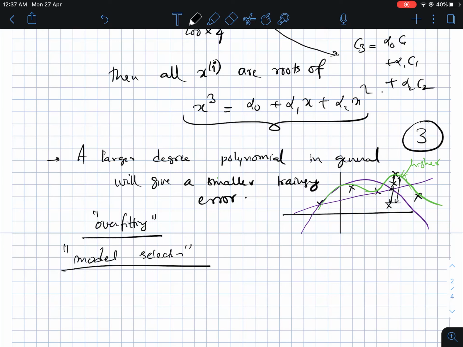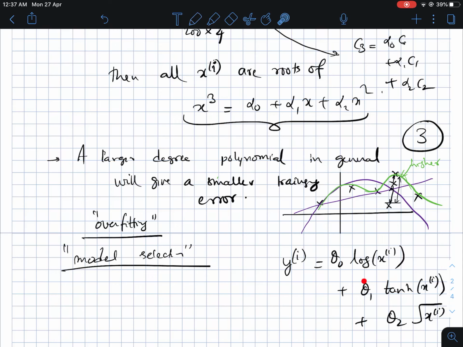How do I pick what degree polynomial to fit? You don't actually have to fit with a polynomial. You can do something more fancy. Maybe I can assume a model where y_i is equal to some constant times log of x_i plus some constant times hyperbolic tan of x_i, plus theta 2 times square root of x_i, or whatever. You can just make your pick. It's a more complicated fit, but it doesn't matter, it's still going to be linear least squares because it's linear in the parameters theta 1, theta 2 and theta 3.